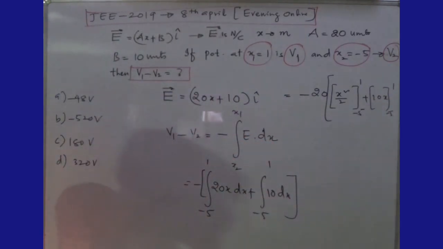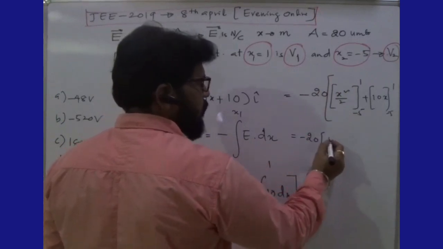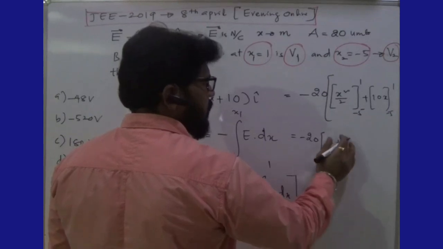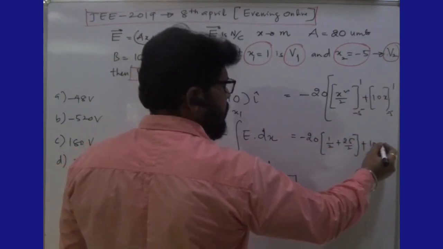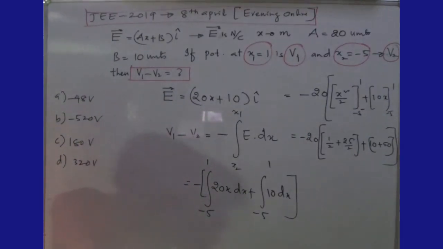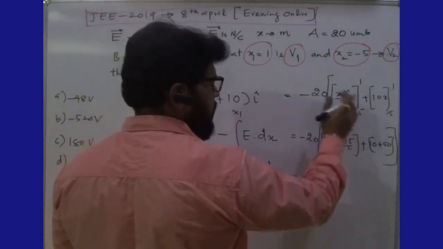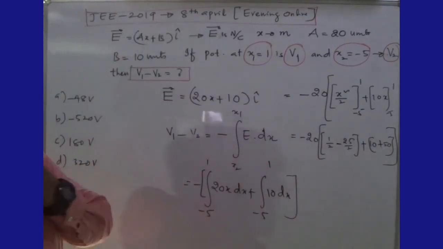Now substitute the values and tell me the answer. It is upper limit minus lower limit: inside, 1 by 2 minus of minus 25 by 2, plus upper limit minus lower limit of 10x, minus of minus, which becomes plus 50. The minus of minus will become plus. Now what value are you getting?